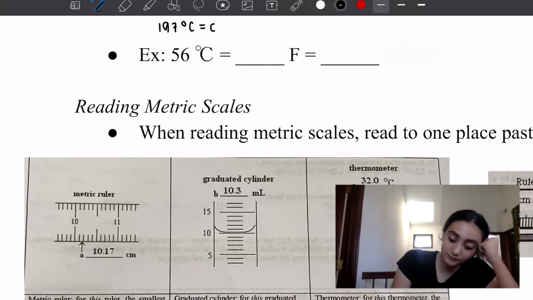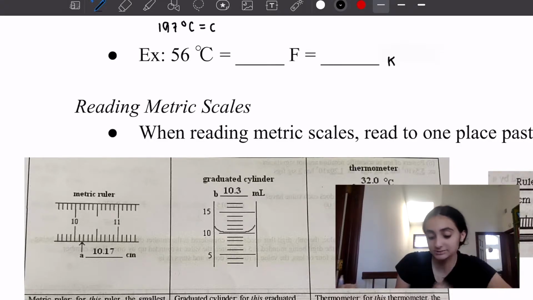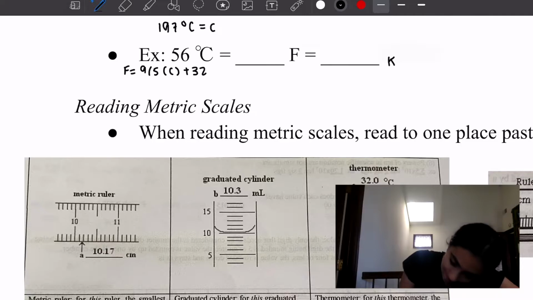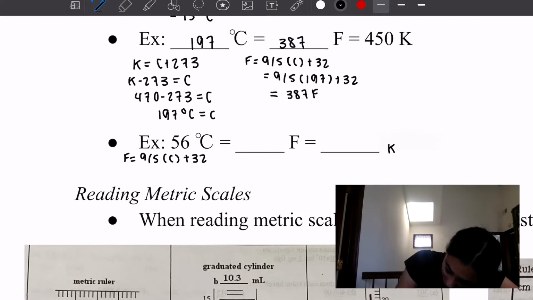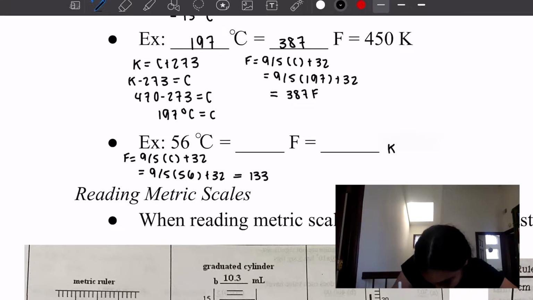Finally, we are going to go from Celsius to Fahrenheit to Kelvin. So let's first go from Celsius to Fahrenheit. Let's switch it up. So Fahrenheit equals 9/5 Celsius plus 32, which is what we just did up here. So you can just plug in 56 to get 133 degrees, so 133 Fahrenheit.